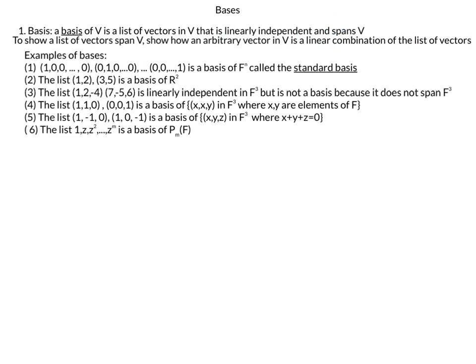In our last video, we did quite a few examples of showing how things are linearly independent. So in this video, we're going to start talking about showing how vectors span a space. To show a list of vectors spans a vector space, we need to show how an arbitrary vector in V is a linear combination of the list of vectors. These are the examples we're going to do. These are the examples listed in your book. There's one more example of a basis listed in your book, and we're going to save that for later in this video to illustrate one of the theorems.